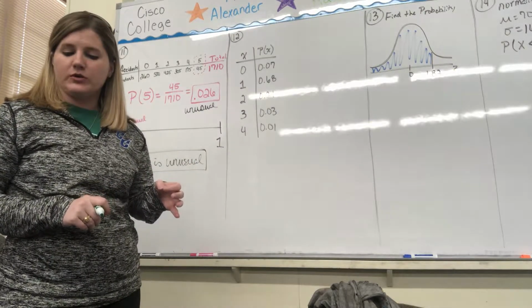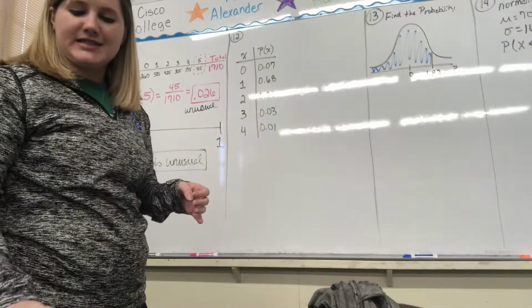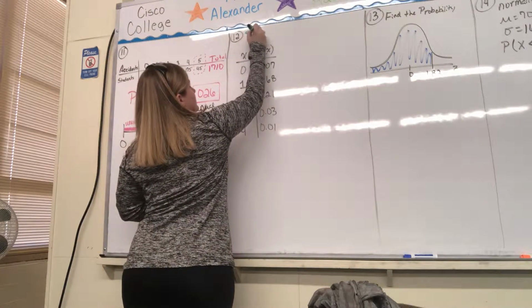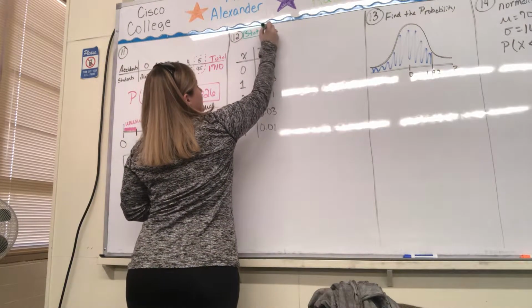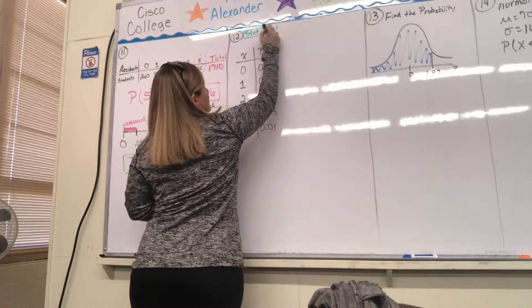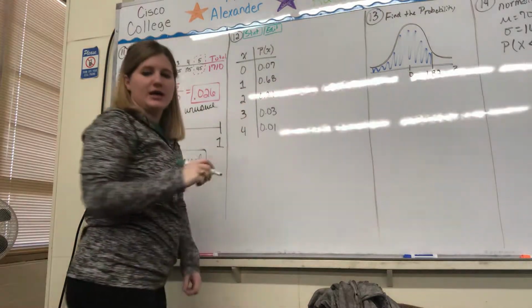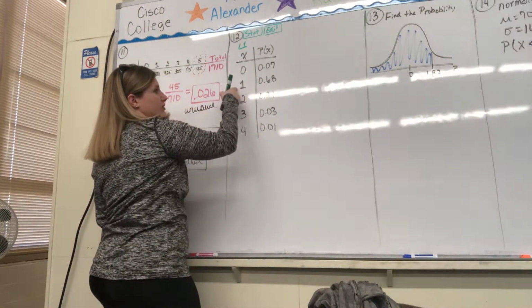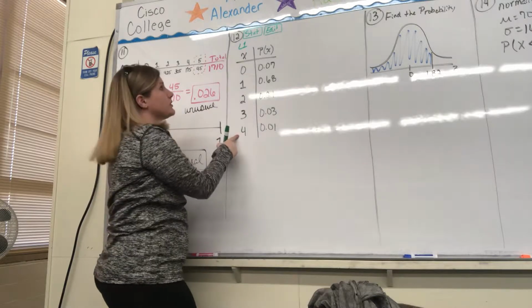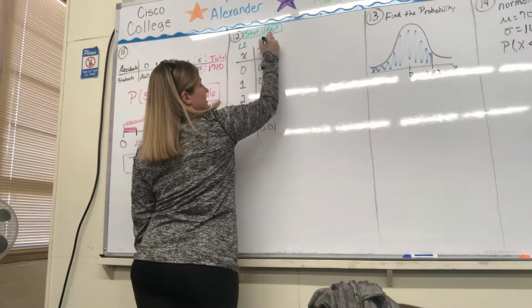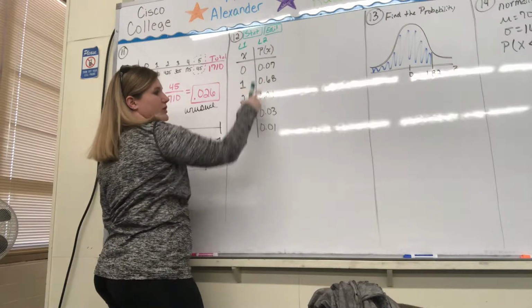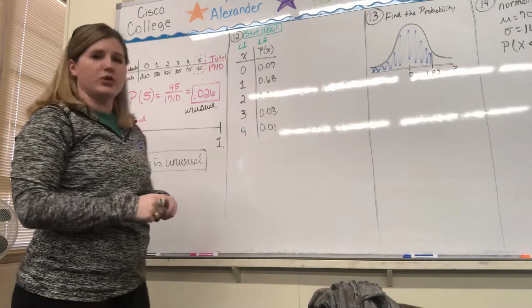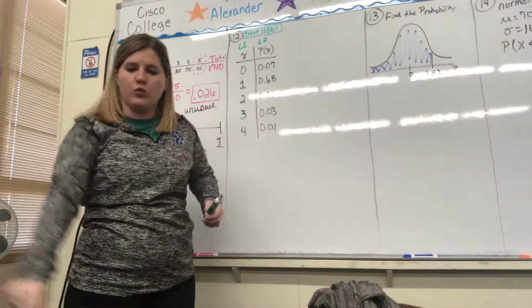What we're going to do, we'll go into stat edit. So first thing, stat button, and we are going to edit. In list 1, we're going to put 0, 1, 2, 3, 4. And then in list 2, we're going to put what is underneath the P of X. So 0.07, 0.68, 0.21, 0.03, and 0.01.